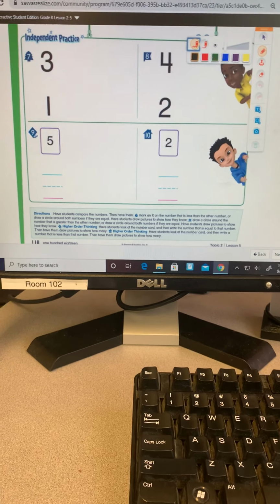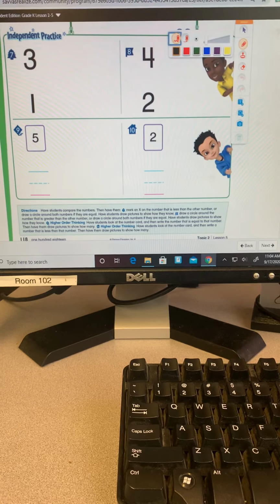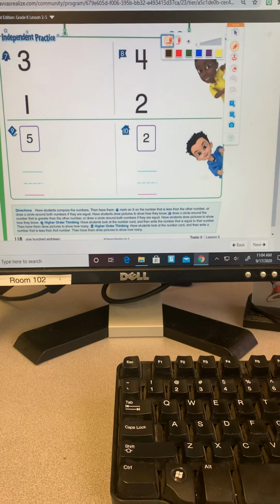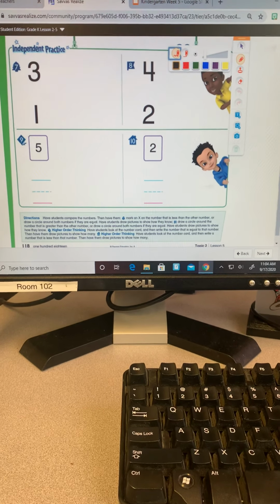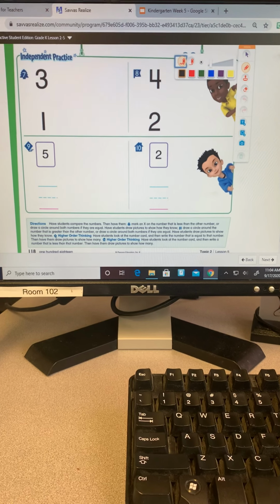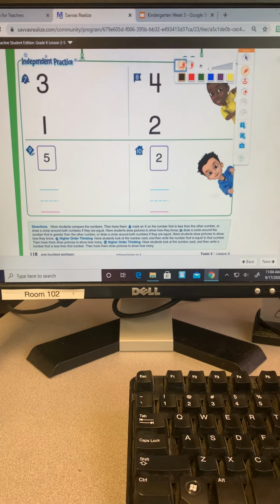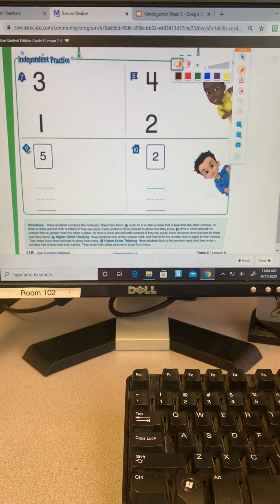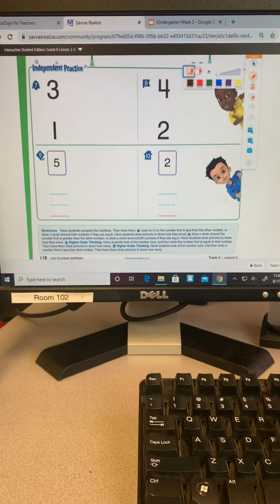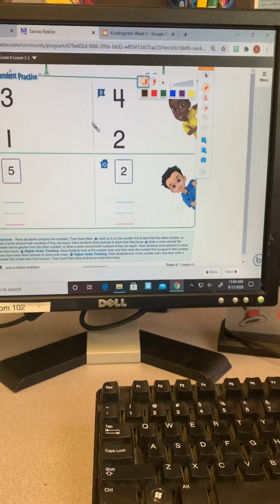For today's lesson, we are going to continue to compare numbers 0 through 5. So our I can statement is, I can compare numbers while explaining which one is greater than, which one is less than, or if they're equal to each other. So today's going to be a little different.